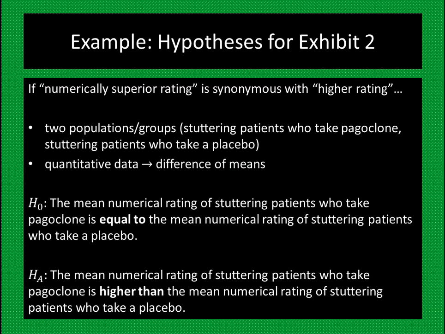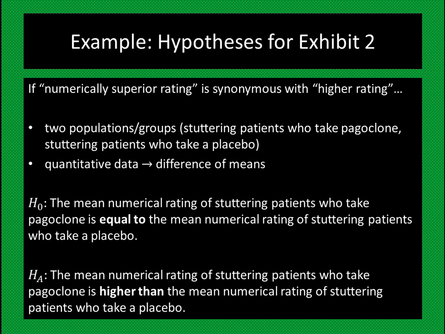What I've got on this slide is what you would do to answer the questions on the lab, just applied to Exhibit 2 instead of Exhibit 1. The reason I assigned Exhibit 1 on the lab instead of Exhibit 2 is because Exhibit 2 has a part that's a little murky. It doesn't explain what a numerically superior rating is, in the sense of is higher better or is lower better. I'm going to assume that numerically superior means higher here. That would affect what the alternative hypothesis would look like, because if it was the other way around, then you get the other inequality, you get the opposite direction.